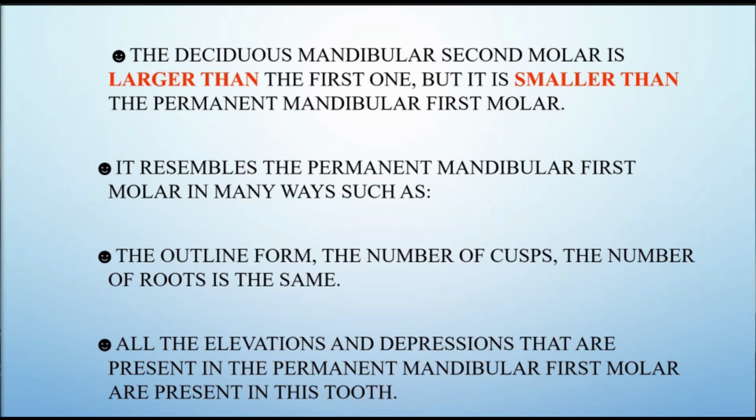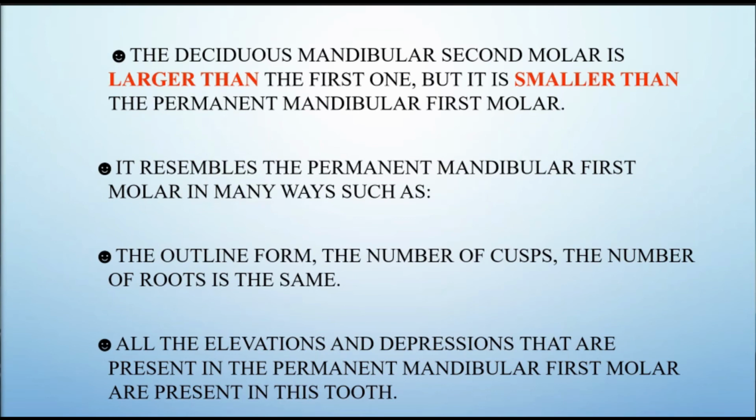Definitely, the permanent mandibular first molar is much bigger. It resembles the deciduous mandibular second molar in many ways, such as the outline form, the number of cusps, and the number of roots. Two roots, five cusps, and the outline form: three buccal cusps, two lingual cusps. All the elevations and depressions that are present in the permanent mandibular first molar are present in this same way.